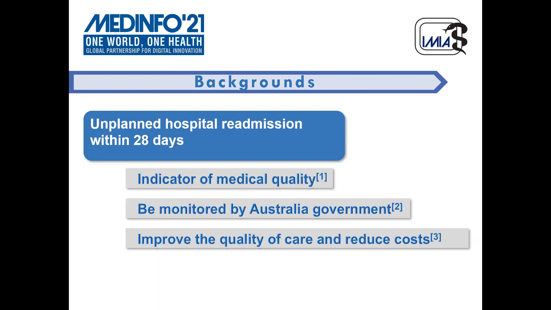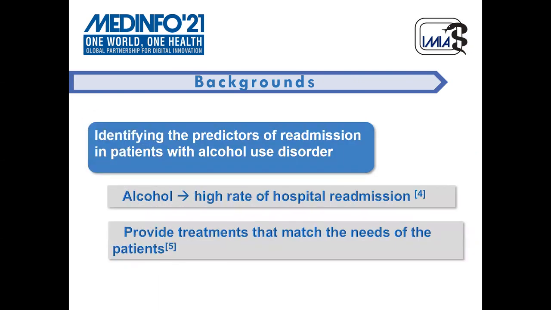And next, alcohol use is thought to be associated with a generally higher rate of hospital readmission, and identifying the predictors of readmission in patients with alcohol use disorder is an important step to prevent readmission.